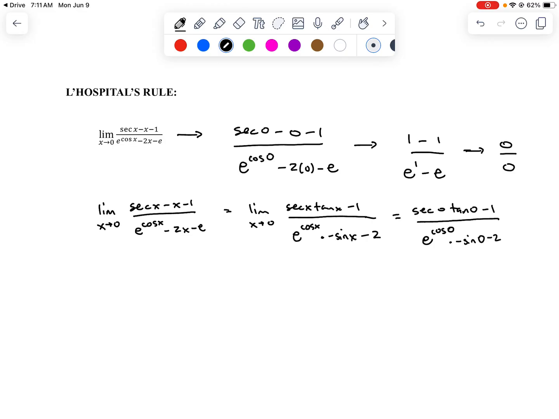Okay, and then let's go ahead and simplify this. So secant 0 is 1, tangent of 0 is 0. So in the numerator, we get a grand total of negative 1. And then we have e to the cosine 0, which is e to the first, but then it's times negative sine 0, which is 0, so we get negative 2. So our answer to this is positive 1/2.